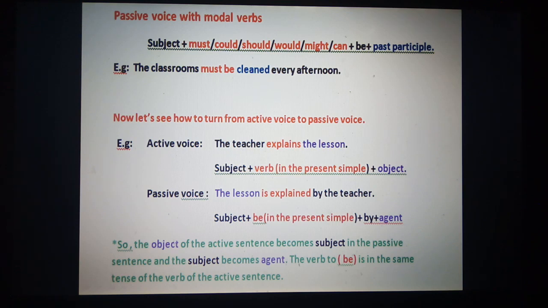So I'm going to repeat what I've just said. The object of the active sentence becomes subject in the passive sentence, and the subject becomes agent. The verb to be is in the same tense as the verb of the active sentence. You see, here we've got the present simple. We should keep the present simple, is explained. Explains is the present simple. Good.